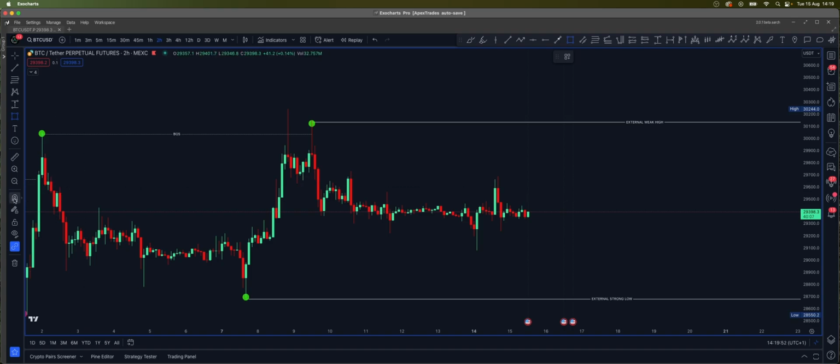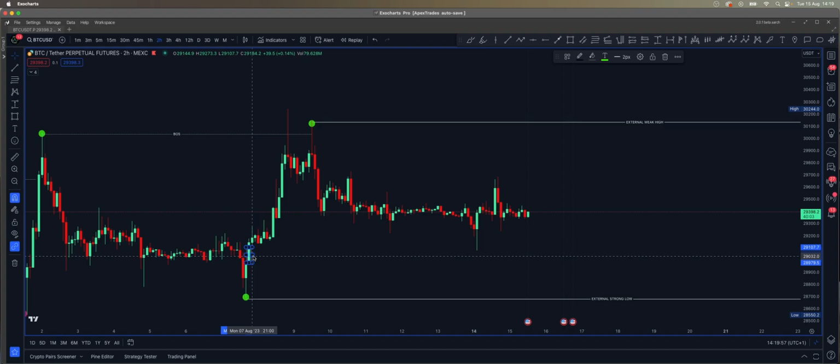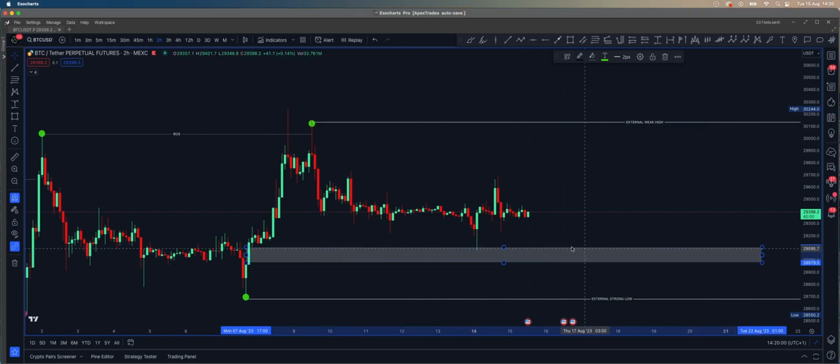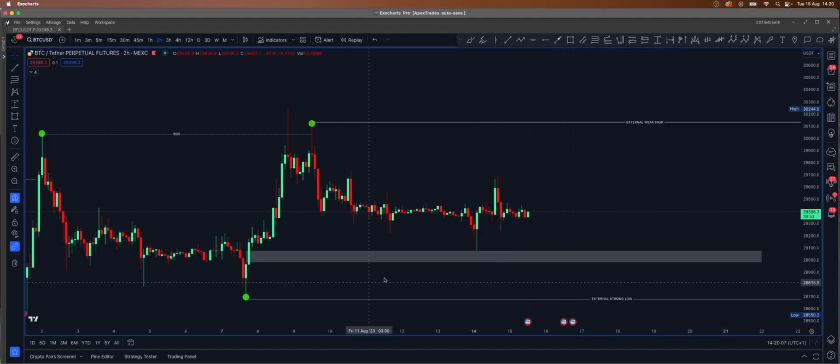Let me put my magnet on really quickly. Top of this wick to the top of that wick. If I bring this out here, of course, we've already tapped into the inefficiency, but it hasn't closed the gap. If anything, that's the new gap. Now, what did I say that we want to target? We want to target this candle here, right?